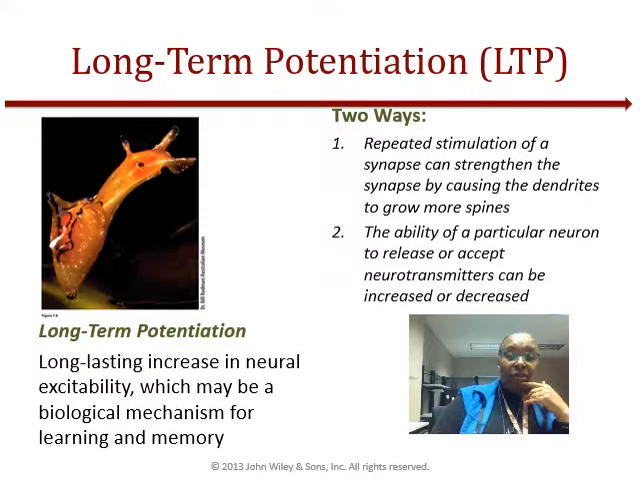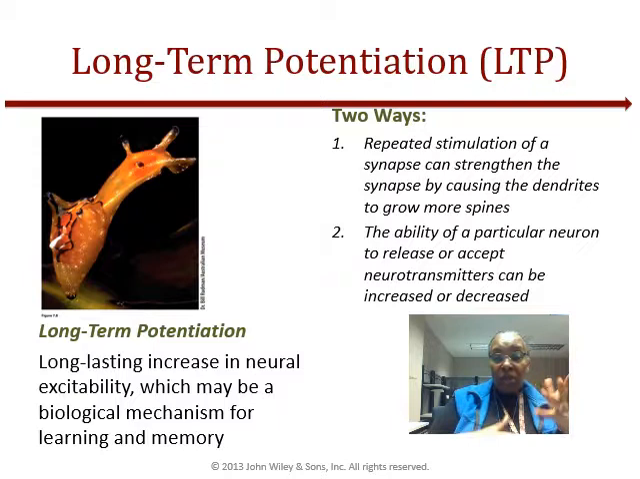Long-term potentiation is that long-lasting increase in neural excitability that hopefully will help as a biological mechanism in terms of learning and memory. Two ways that it happens: one is the repeated stimulation of the synapse, okay, that's going to help dendrites grow even more spines that would help in terms of learning. And then there's also the release and acceptance of the neurotransmitters within the synapses.